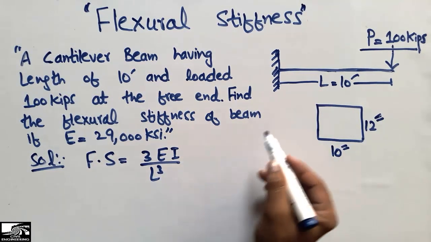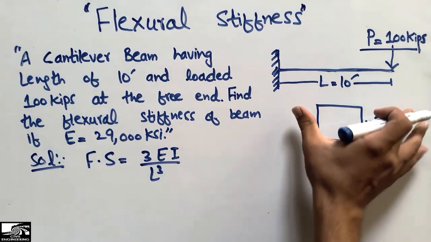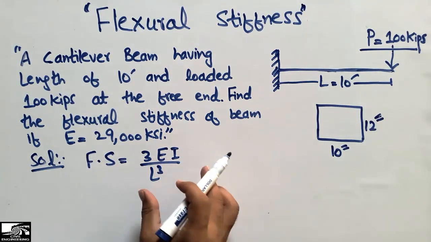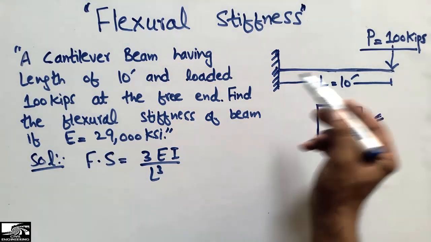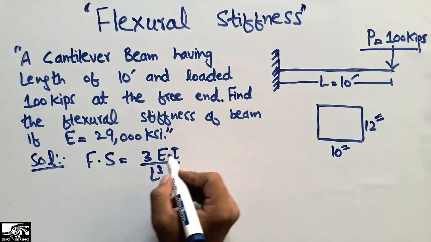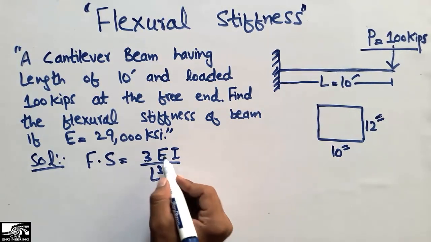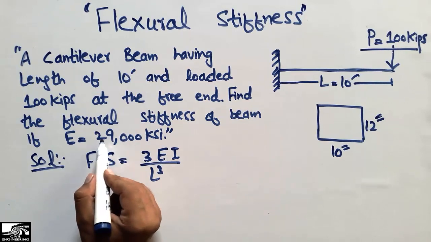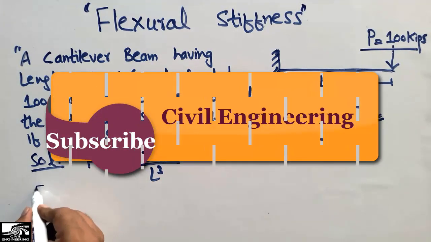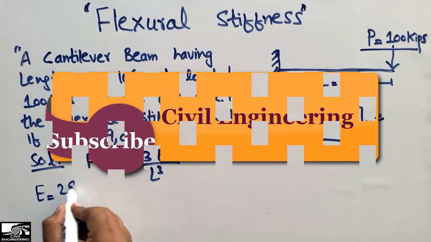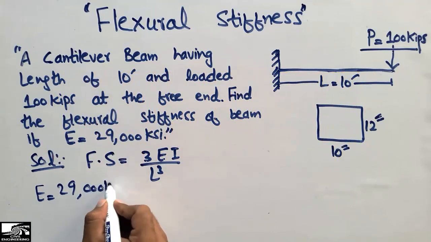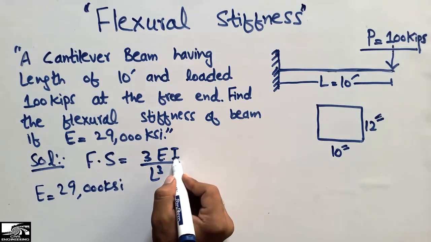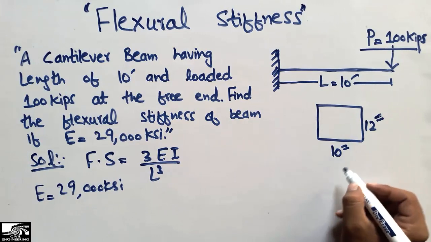So I have to put the values in this formula from this beam, to find the flexural stiffness of this cantilever beam having the load at the free end. Now the 3 is the constant, E is the elasticity of the material, which is given to us, 29,000. The E is known to us, which is 29,000 ksi. And the moment of inertia, we will find the moment of inertia of this beam.